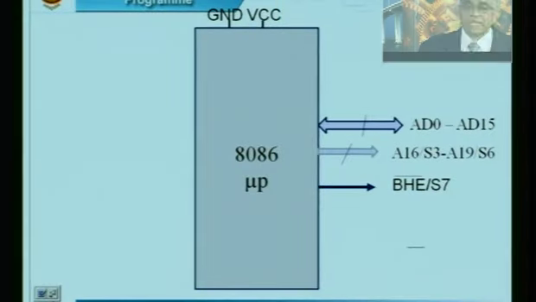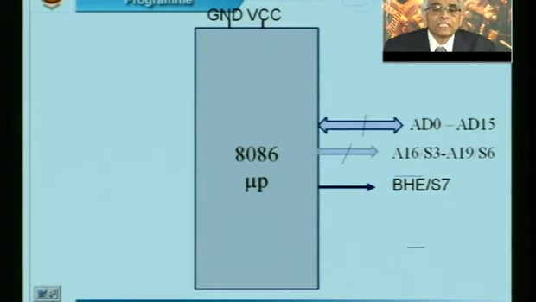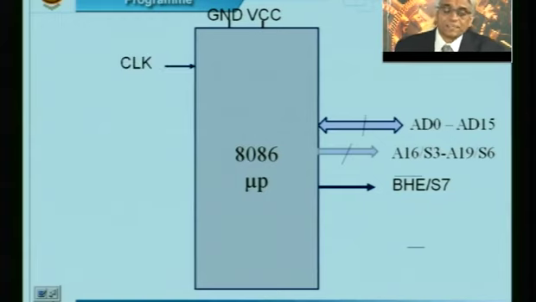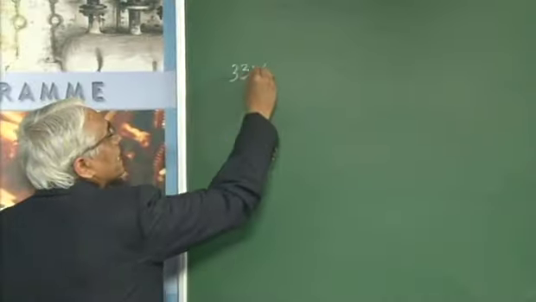There is another important signal called BHE bar. This is called the bus high enable signal. This signal is used whenever the 8086 microprocessor is interfaced to the external world. The signal is available during the T1 state. During the remaining period of time, you have the status signal S7. The complete operation of the 8086 is based on the clock. The clock that is generated has to be 33% duty cycle.